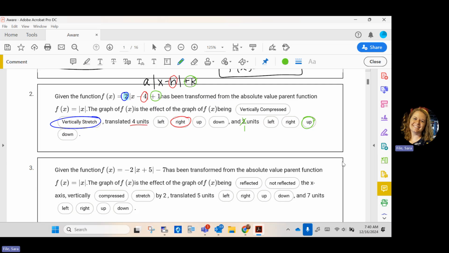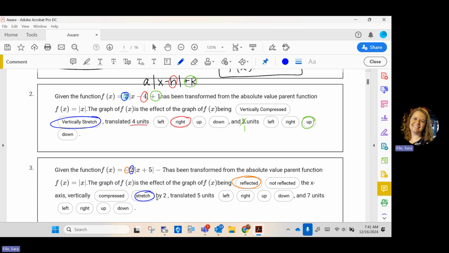It says this has been transformed from the absolute value parent function, and we're describing the effects again. The one thing that I see here that I didn't see in number 2 is that the A value is negative. When your A value is negative, that's when you reflect or flip your graph over the x-axis. So because of that negative, I know it's reflected. Now, because of the 2, I again know that it is vertically stretched. And then my H, if you want a hard copy, you can have that, but this is just the review in Aware.